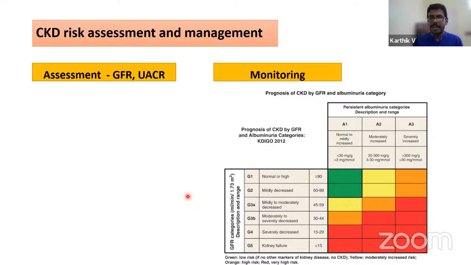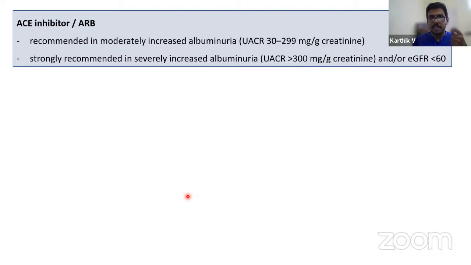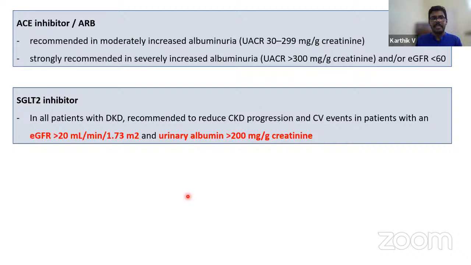Now, what are the agents to be used in patients with CKD, either albuminuria or a GFR less than 60? ACE inhibitor or ARB, it is well known. SGLT2 inhibitor, one important point that you have to keep in mind is that now the threshold for using SGLT2 inhibitor has been lowered to 20 ml per minute. Previously, it was 30. The DAPA-CKD trial reduced it to 25, and now the EMPA-KIDNEY trial, which was published recently, has reduced the threshold even further to 20. So those with GFR up to 20 can be safely initiated on SGLT2 inhibitor.